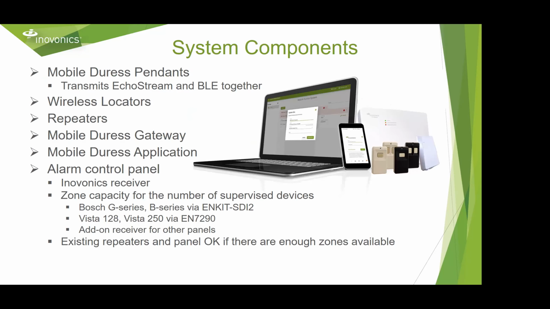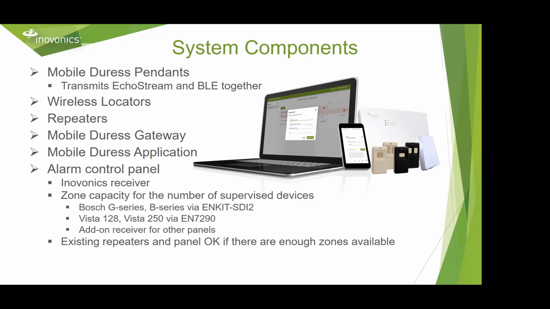All right, let's look at the components. So you've got the pendants, which have the BLE daughter board inside. And you can see the picture. That's the form factor that we're using right now. The locators, and I'll show you what those look like. The repeaters to cover the site, as you would expect. The gateway is what would be connected typically to a switch. You can go PoE, or you can plug it in. The application, I'll show you that a little bit, as well as the on-site alarm panel.